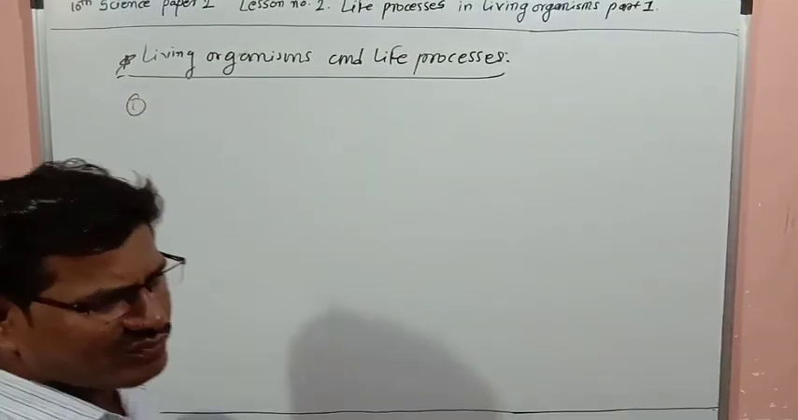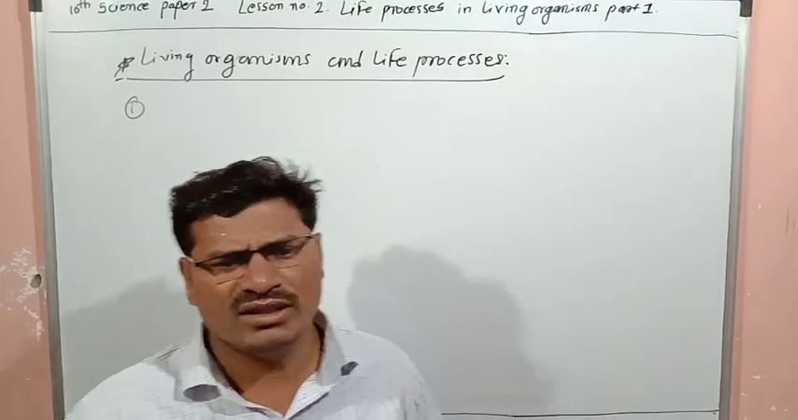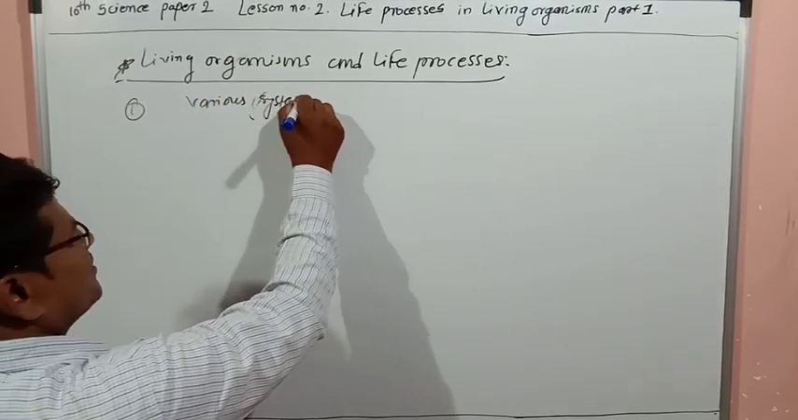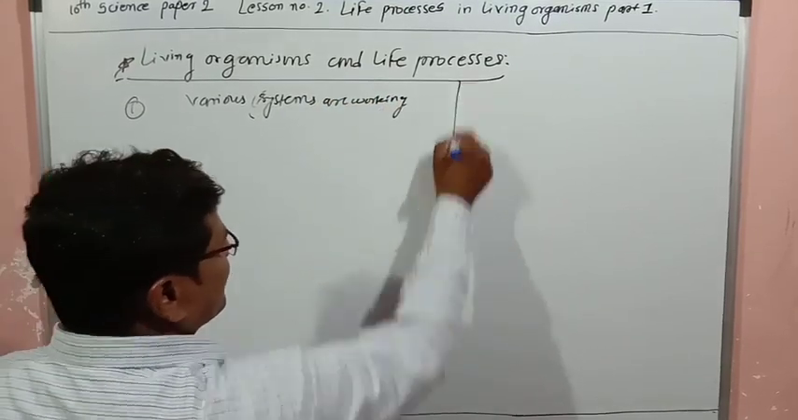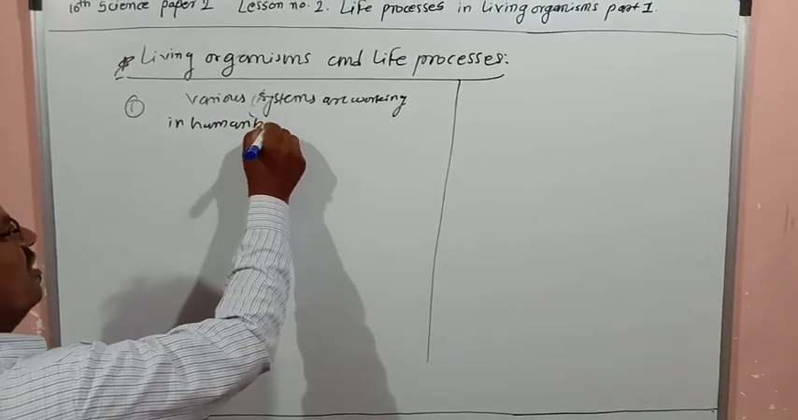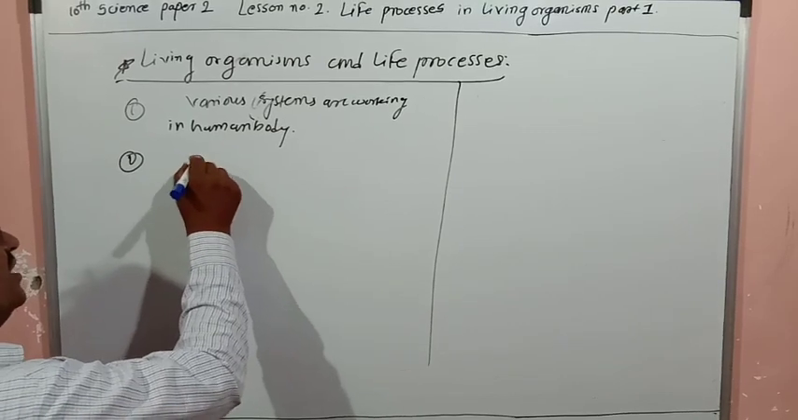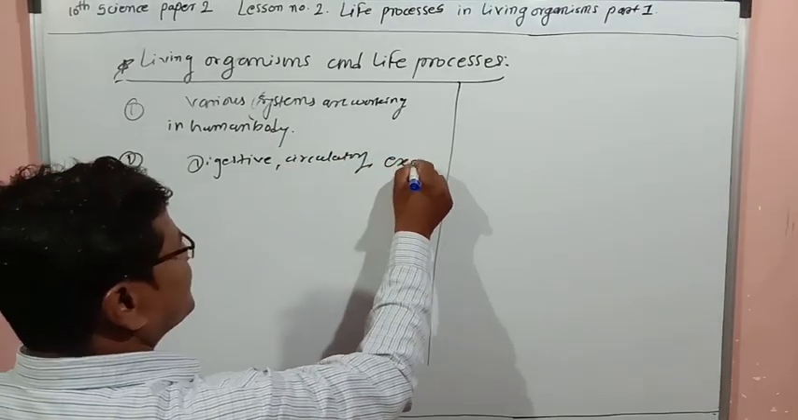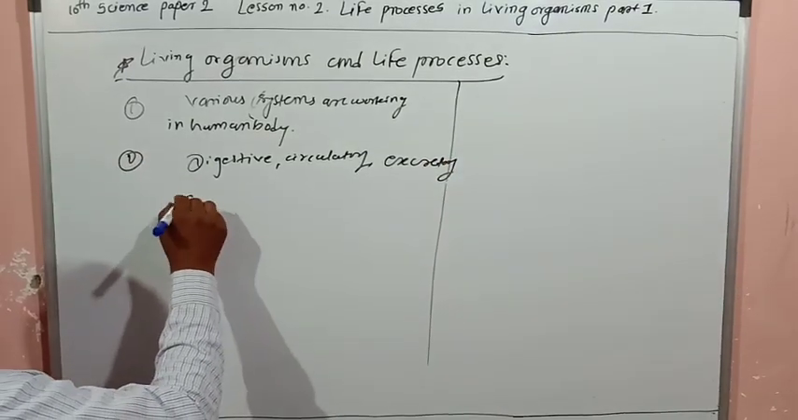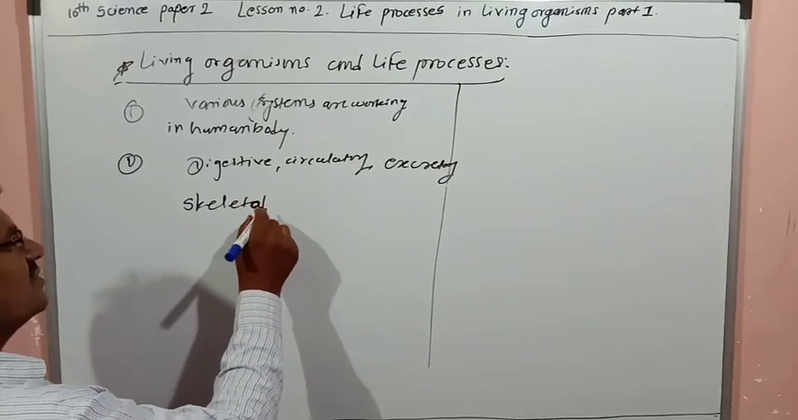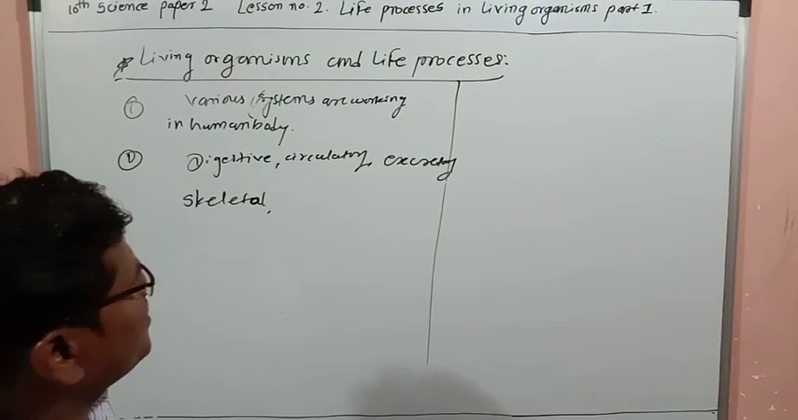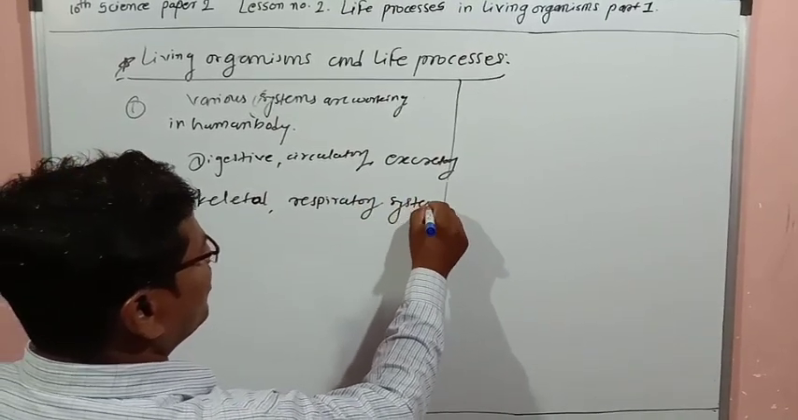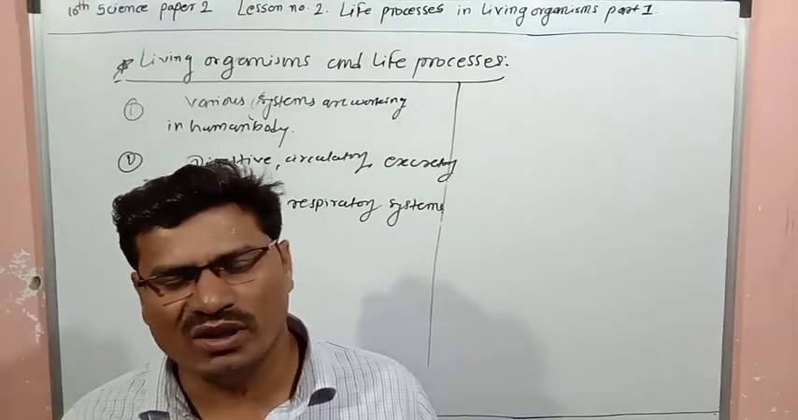First point: in the life processes of living organisms, various systems are working in the human body. Second, which systems are there? Digestive, circulatory system, excretory system, skeletal system, respiratory system. All these systems or processes are working inside the human body.